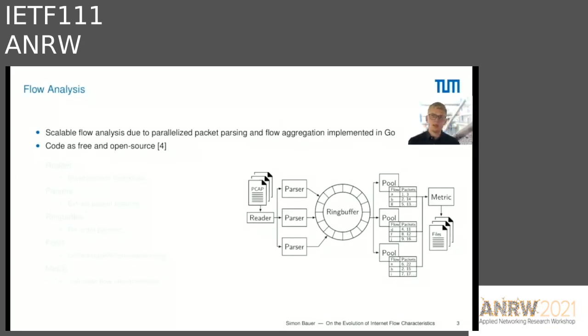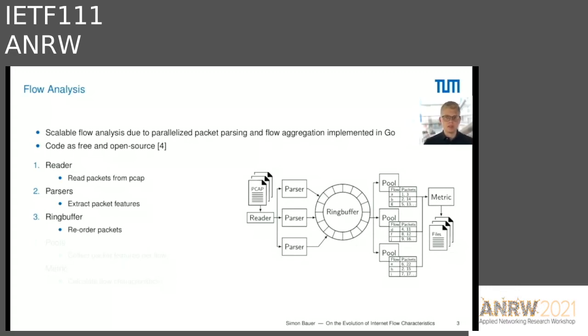Before we start talking about our methodology and our measurement results, let me briefly introduce a scalable flow analysis tool implemented in Go. It provides large scalability due to parallelized packet parsing and flow aggregation. The tool is published as free and open source with our paper. The tool consists of five major components, which are illustrated on the right. The first component is a reader that reads packets from a PCAP file. Then we have multiple parsers that extract packet features from such read packets. Those packet features are then written into a ring buffer component that is proposed to reorder packets.